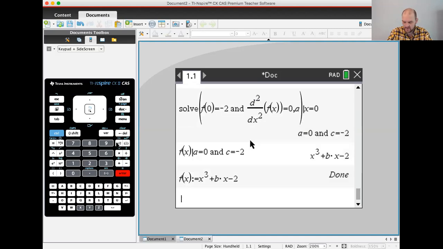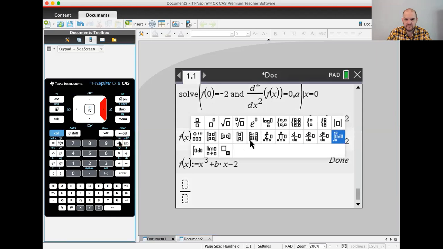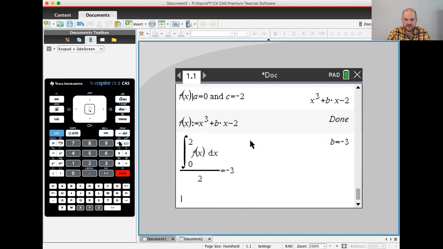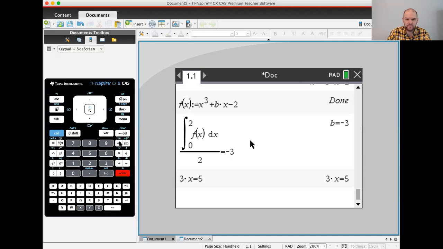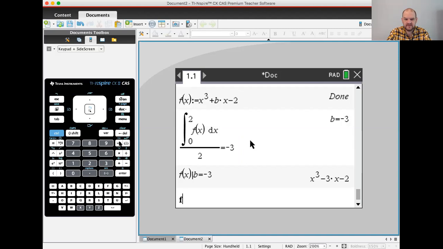Then we knew that the average value, so that's the integral from 0 to 2 of f of x with respect to x over 2, was equal to negative 3. I don't really know how it solved that without me saying solve. Whatever, b is negative 3. Good job. So now I'm going to do f of x such that b is negative 3 and store that as f of x.